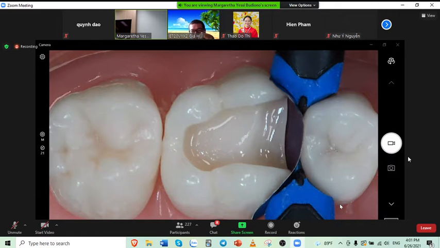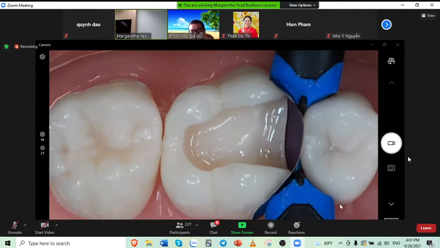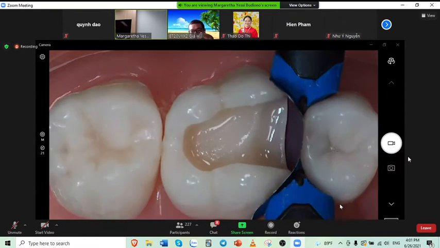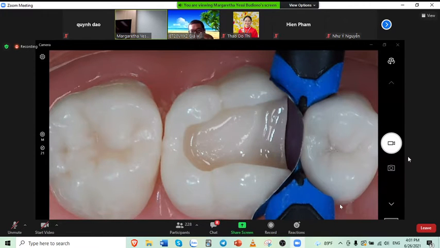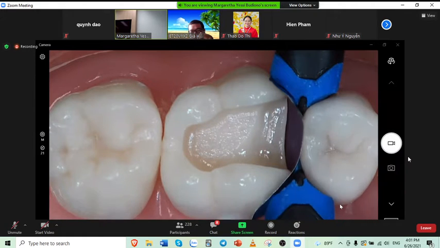With Restorative universal bond, it's also important to note that we want to give this bonding agent enough time to react with the tooth structure. So we have to let it sit for 10 seconds. Then we can dry the bonding agent with maximum air pressure for 5 seconds here.